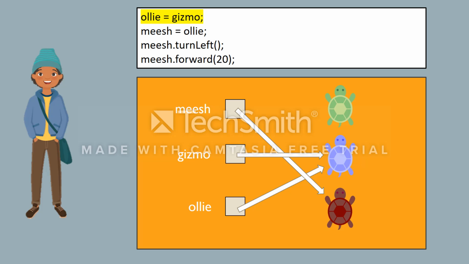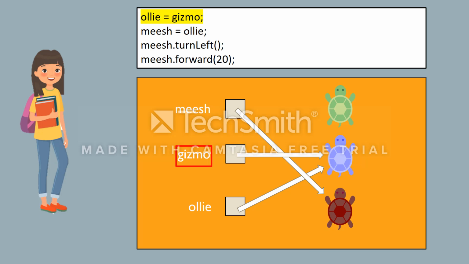This program seems to tell us to reassign that variable Ollie to store the current value of the variable gizmo. That means that since the variable gizmo currently stores the reference to this purple turtle object, the variable Ollie will now store that same reference to the purple turtle object. Our memory model does not change in this case because the variable Ollie already stores the reference to the purple turtle object. We do not need to redraw our memory model.